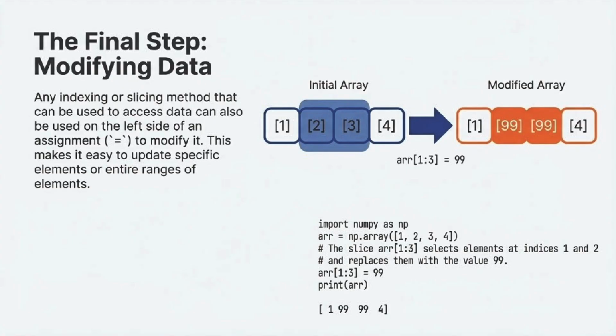NumPy allows you to change values in an array using indexing or slicing. This makes it easier to update selected elements or a whole range at once. A NumPy array arr with the values 1, 2, 3, 4 is created. The slice arr[1:3] selects the elements at index positions 1 and 2 with values 2 and 3. When we assign 99 to this slice, both selected elements are replaced with 99. The final array becomes 1, 99, 99, 4.